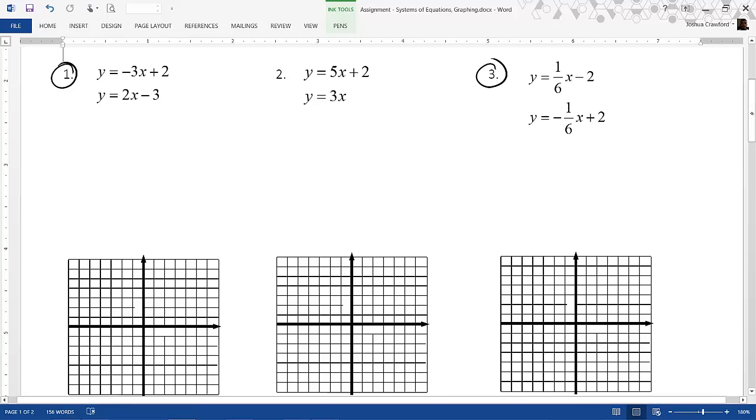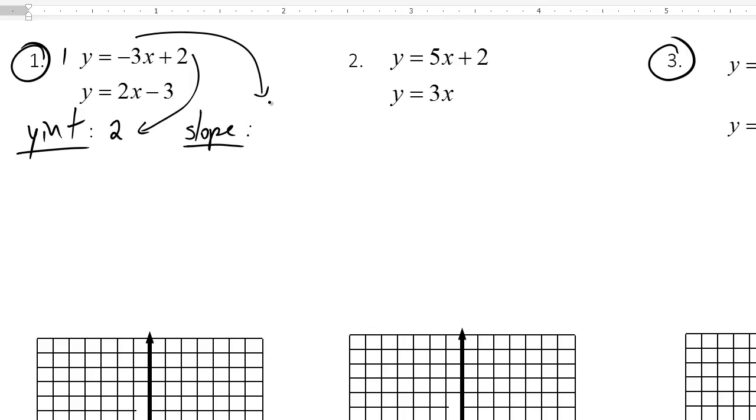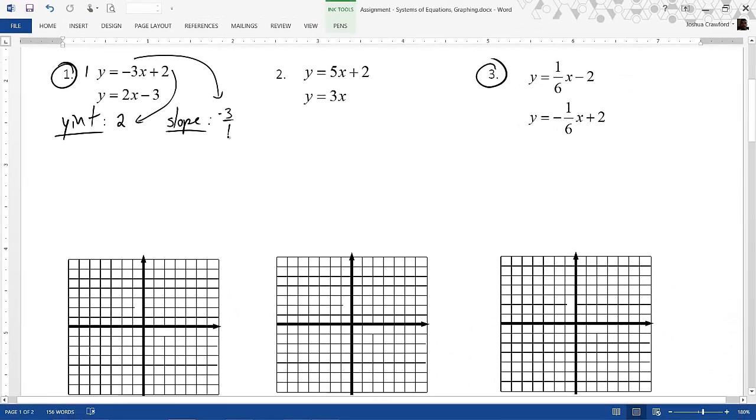Number 1, we have two equations that are linear, and we have to graph them, solve them, and then state the classification. So first off, let's find the y-intercept of our first line, which is 2. And then our slope will be -3/1. Now let's graph that. Start at your origin and go up 1, 2. And then your slope is negative, so we're going to go down 3.